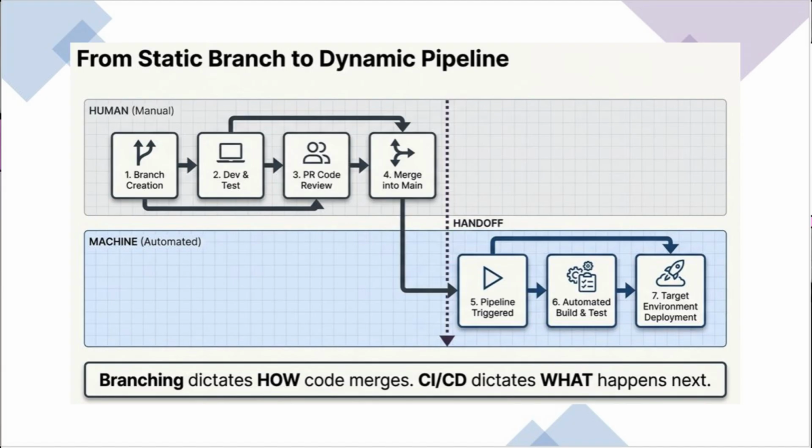Well, today, we're going to look at a fundamental truth here. Branching and CI/CD are absolutely not separate. They are one continuous system. You see, branching is really just how we humans divide and organize our work, while the CI/CD pipeline is exactly what the machine does with that work once it's merged together. It's literally the spot where human process seamlessly meets machine automation. Let's get right into it.